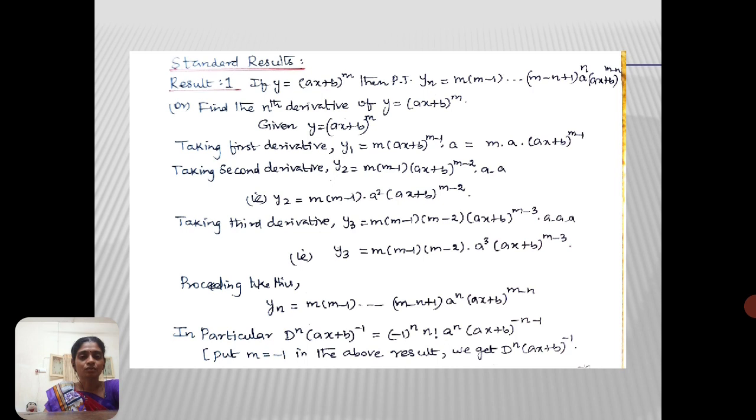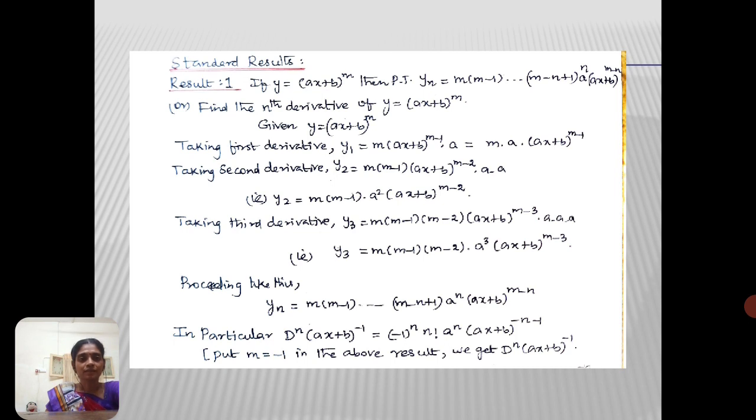Now we see about standard results. Result 1. If y equal to ax plus b power m, then we have to prove yn equal to m into m minus 1 etc. m minus n plus 1 into a power n into ax plus b power m minus n. Given y equal to ax plus b power m.